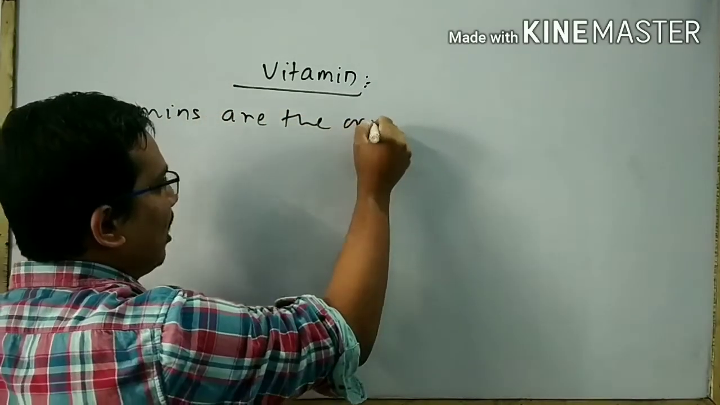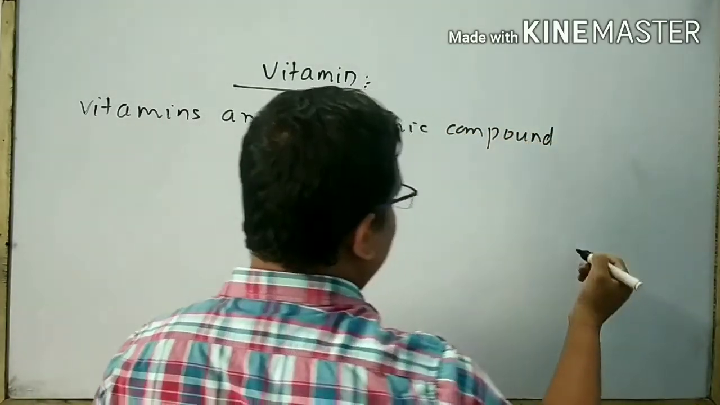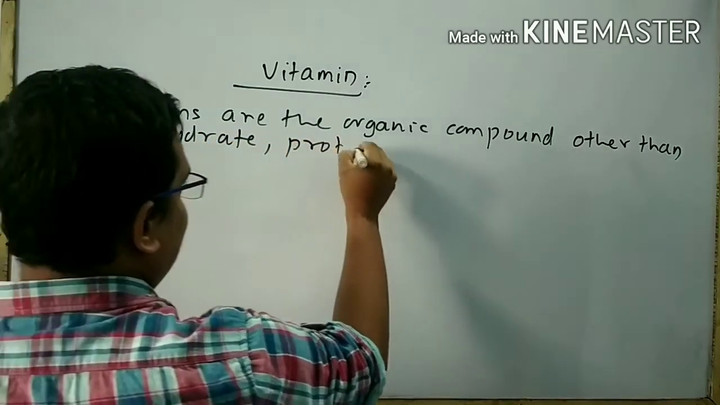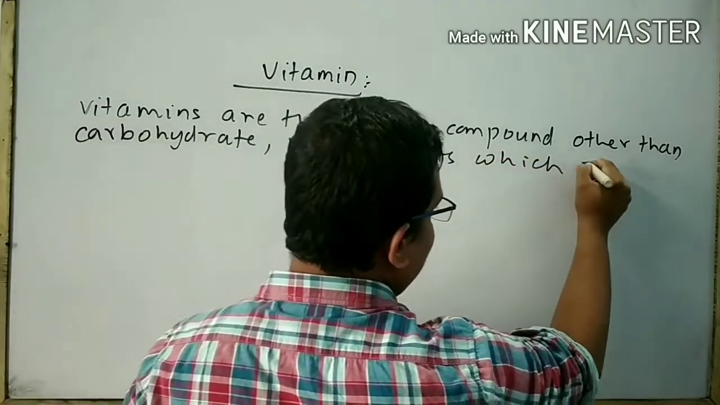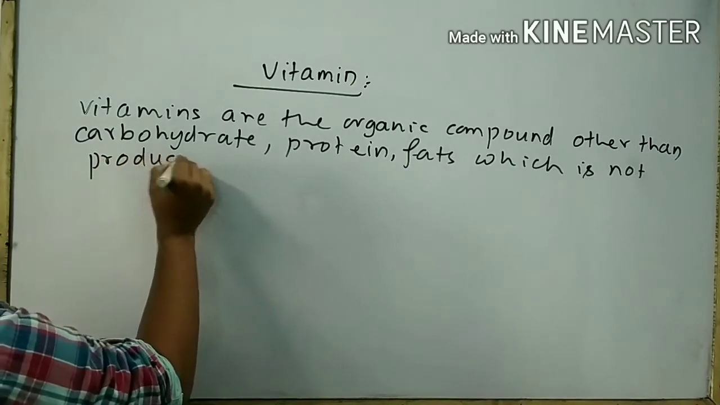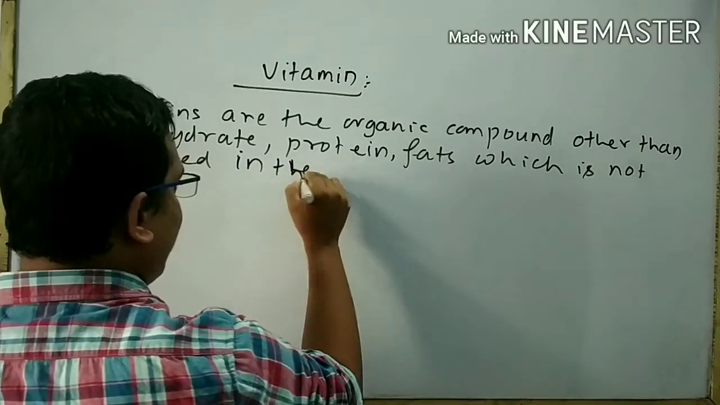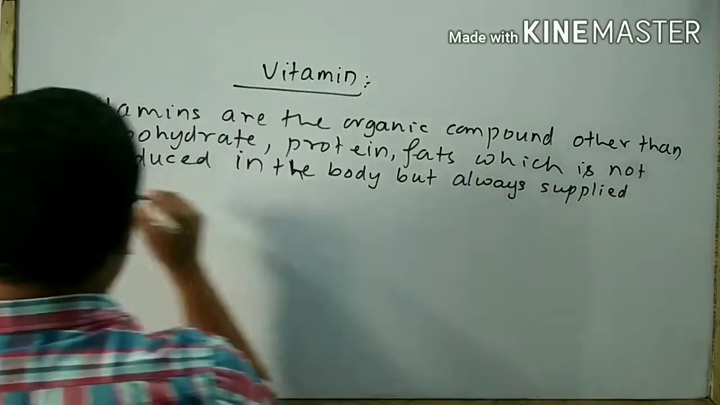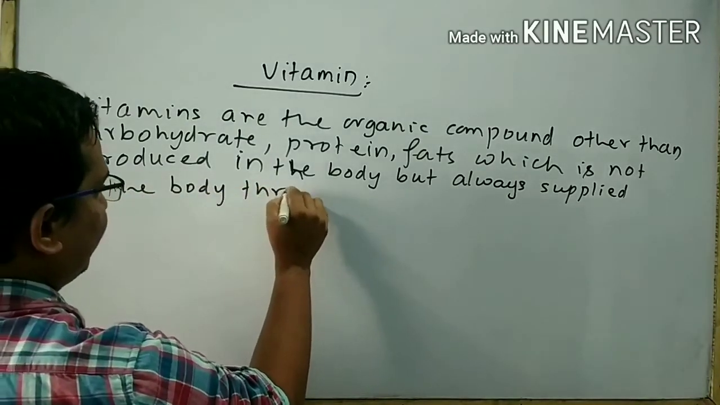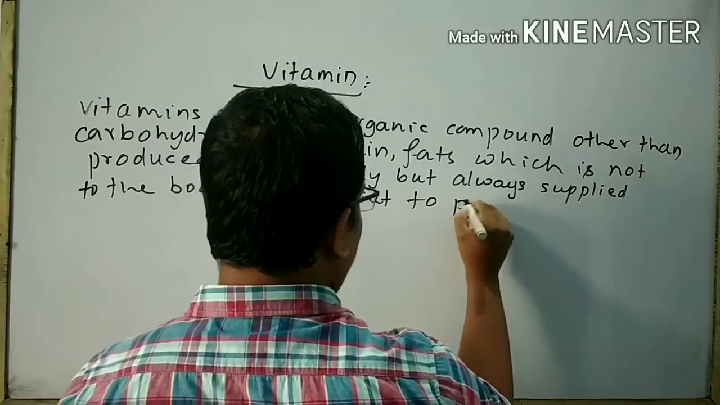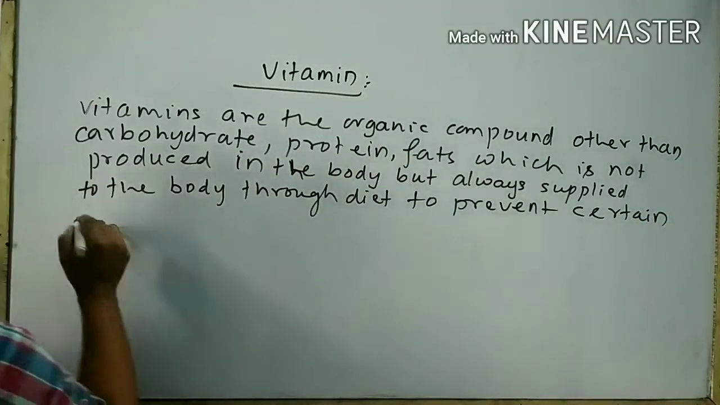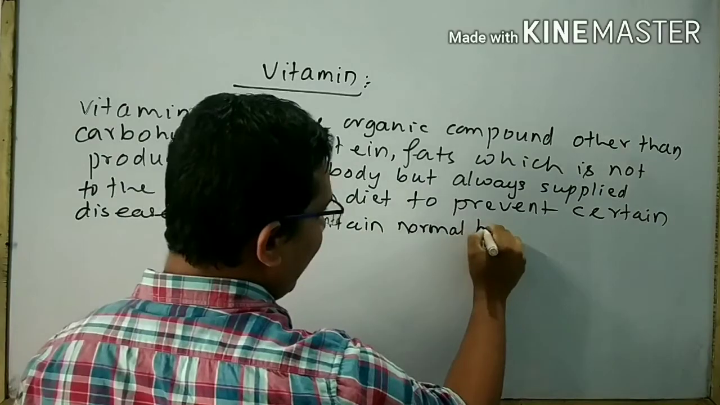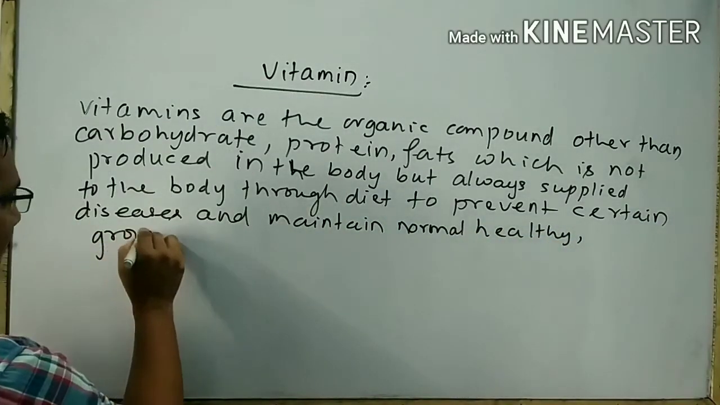Vitamins are organic compounds other than carbohydrates, proteins, and fats, which are not produced in the body but always supplied to the body through diet to prevent certain diseases and maintain normal healthy growth and nutrition.